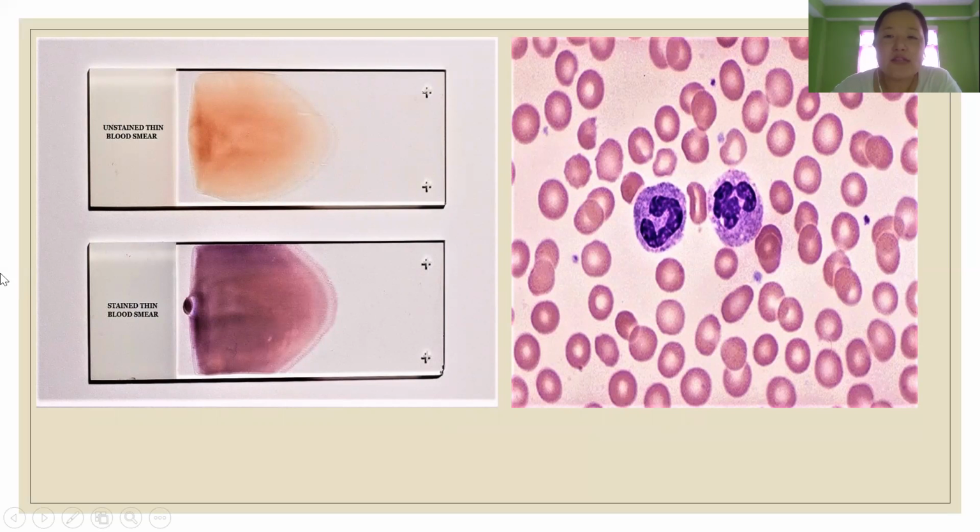Okay, and the same thing when you observe under the microscope, you're going to see like this. So in this picture you can see RBC here, you can see platelets here, which is a purple dot, and you can see here WBC. Okay, so these are neutrophils. So that is how you're going to observe under the microscope.